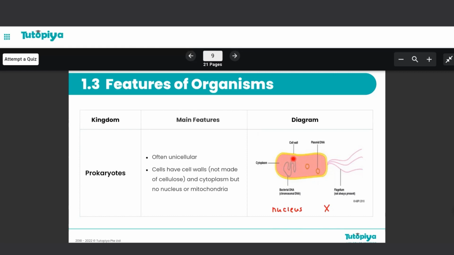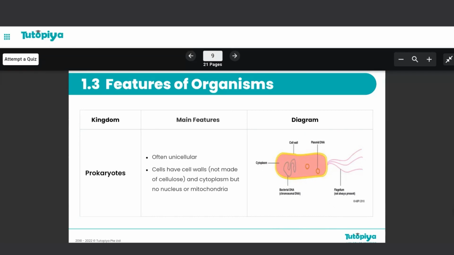So they don't have a nucleus, they don't have other organelles such as mitochondria, but they do have the cytoplasm, and some of them have cell walls and so on. But the most important thing you need to know is that they do not have a nucleus. This is the unique feature of the organisms belonging to this kingdom. So that's about the prokaryotes. That's the most important thing you need to know about them.